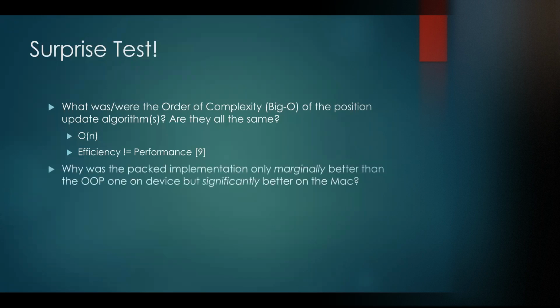All right, and second question. Why was the packed implementation only marginally better than the OOP one on device, but significantly better on the Mac? You should be able to answer this. I gave you clues through the presentation. Cache line read? Sorry? The amount. Let's assume they're both 64 bytes.